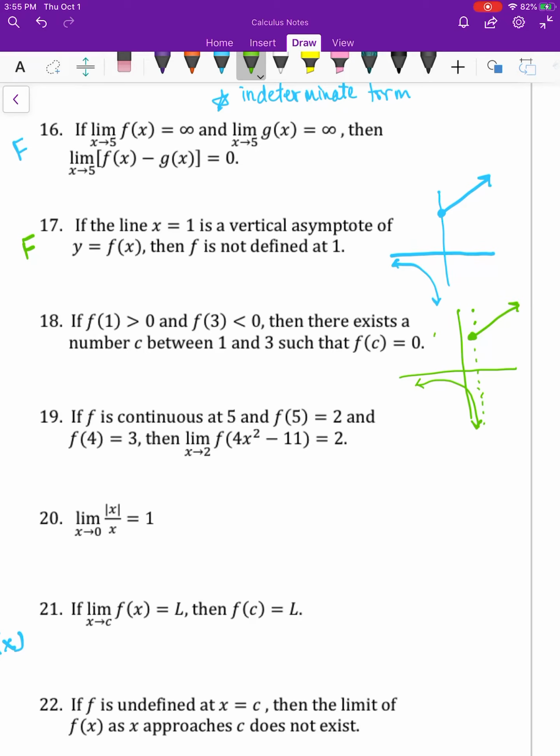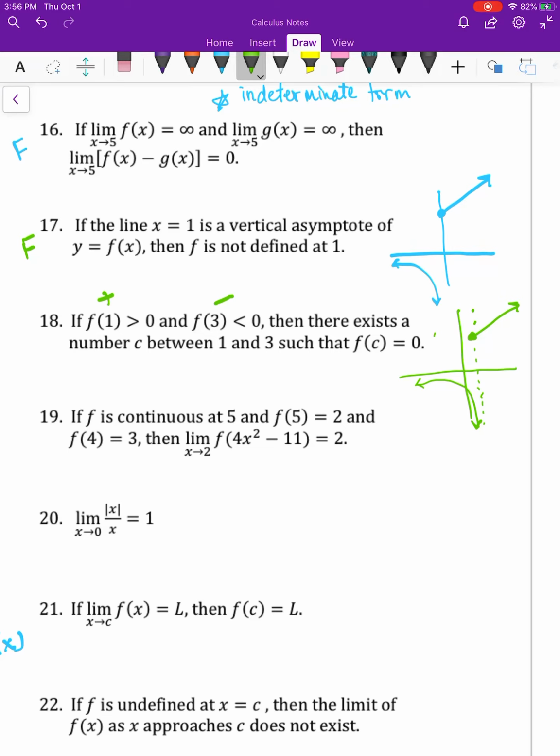So I have to say that's false. Number 18, if f of 1 is greater than 0, so f of 1 is positive, and if f of 3 is less than 0, f of 3 is negative, then there exists a number c between 1 and 3 such that f of c is 0. Well, that would be a good thing to say.